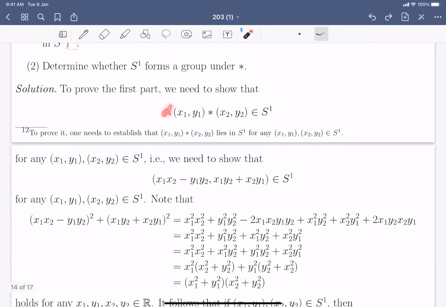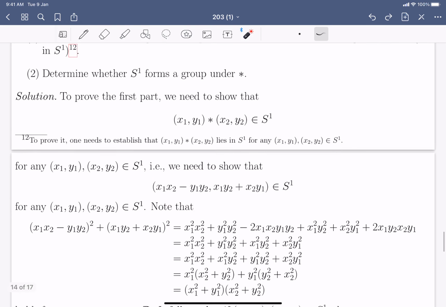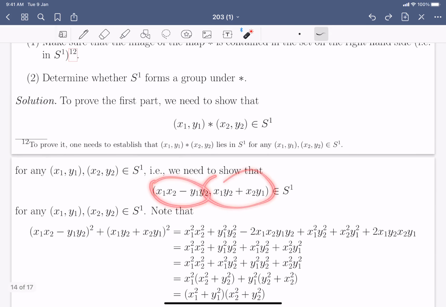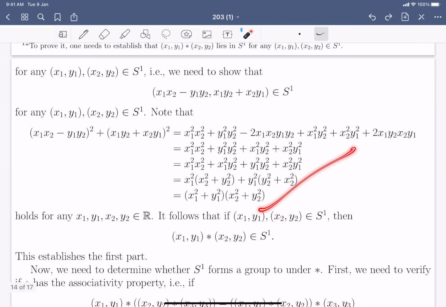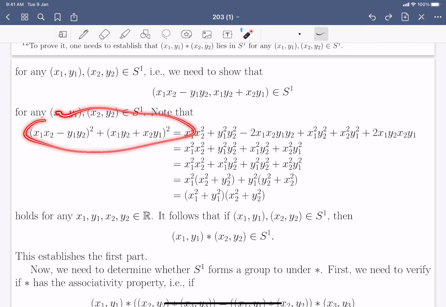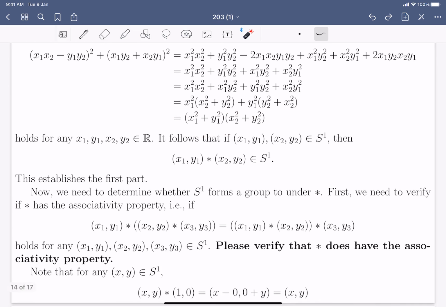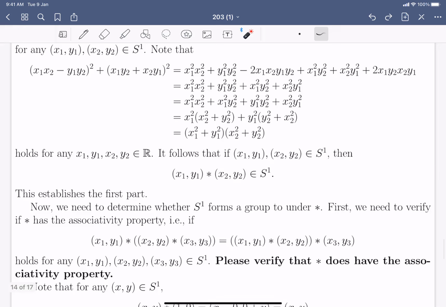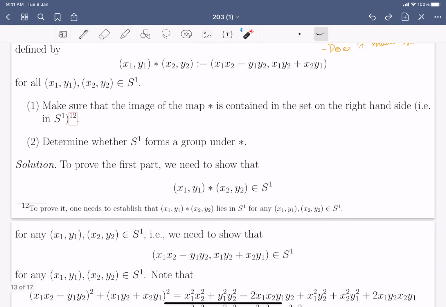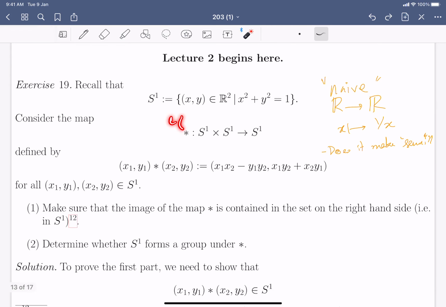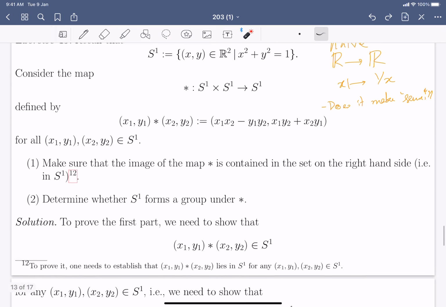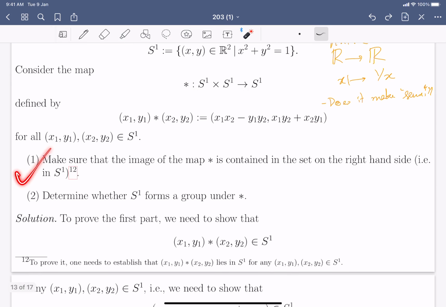So you pick 2 points x1 y1 and x2 y2 from S1, and then we try to see whether this lies inside S1 or not. To show that the sum of the squares of the coordinates is equal to 1, by elementary algebra and certain cancellation laws, it follows that the sum of the squares gives you 1. So this map star that we have just introduced in this exercise is well defined. Fine, so you are done with part 1.